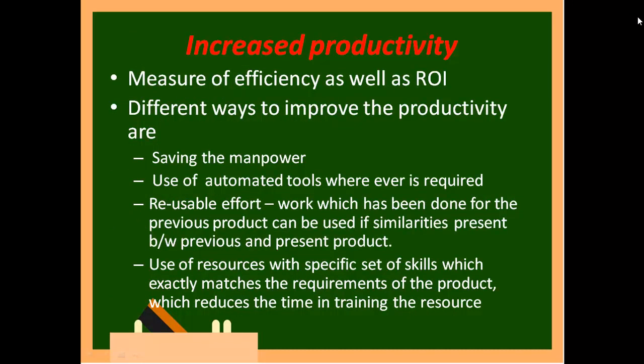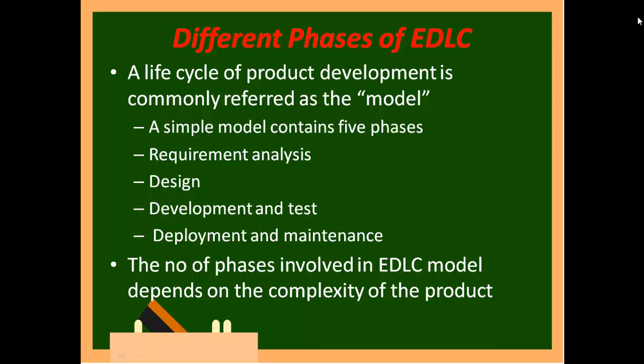Then increase productivity. When you go with the EDLC method, your productivity will increase. Now let us move on to the different phases. There are different phases in EDLC. First one is a simple model consisting of 5 phases. First one is requirement analysis, sit and do analysis with pen and paper alone. Put in an AC room.